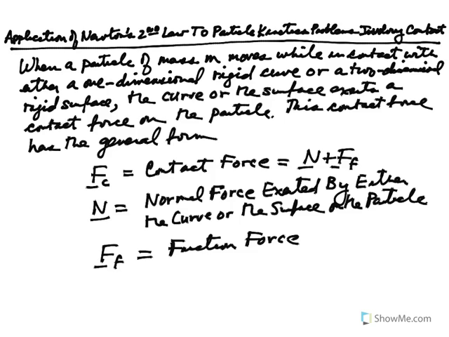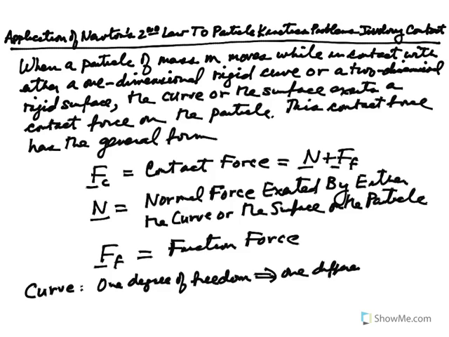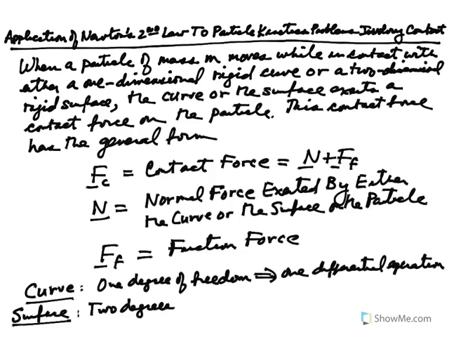Now, the way this works is as follows, we have two different situations. We have a curve and we have a surface. Now remember that in the case of a curve, we're going to get one differential equation. It's 1 degree of freedom which implies one differential equation. In the case of a surface, that's going to be 2 degrees of freedom which implies we're going to get 2 differential equations.